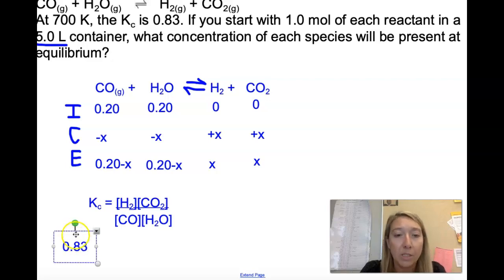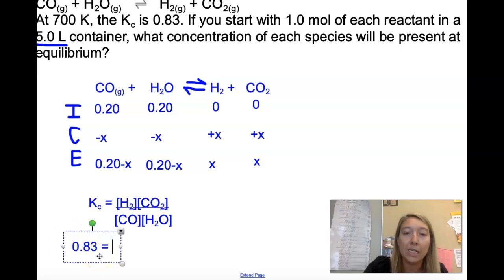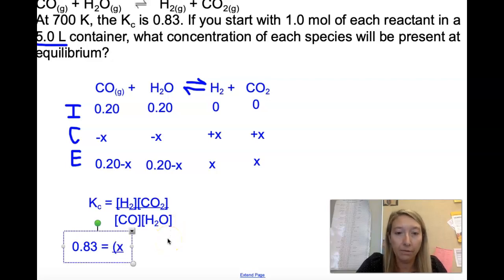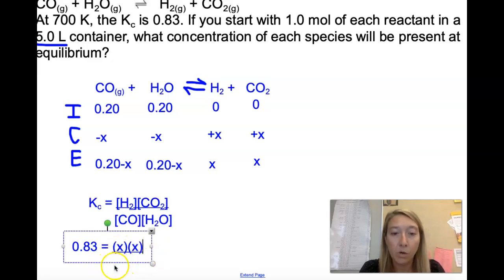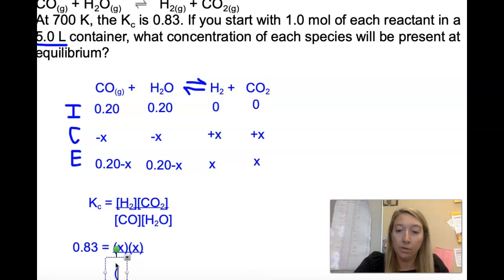The question gave it to me as 0.83. So we're going to have that 0.83 is equal to, so we're going to plug in these values that we have for equilibrium for H2, CO2, CO, and H2O. So we're going to get x times x, and that's all going to be over 0.20 minus x times 0.20 minus x.